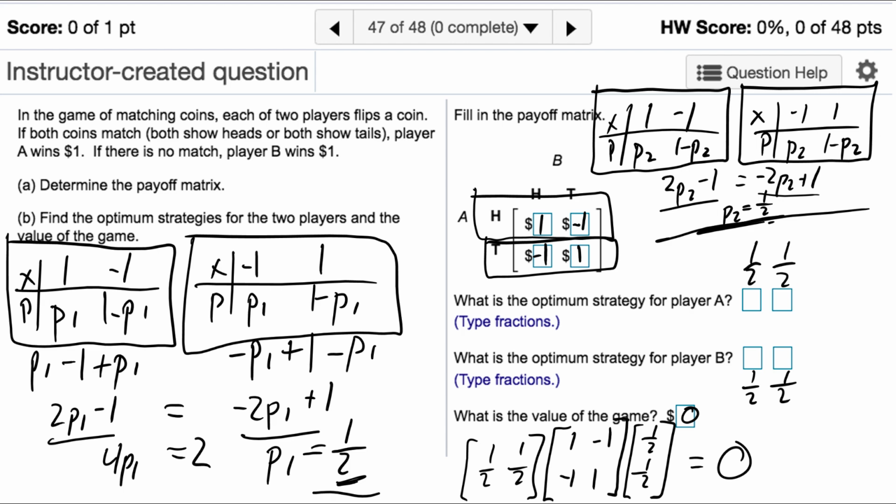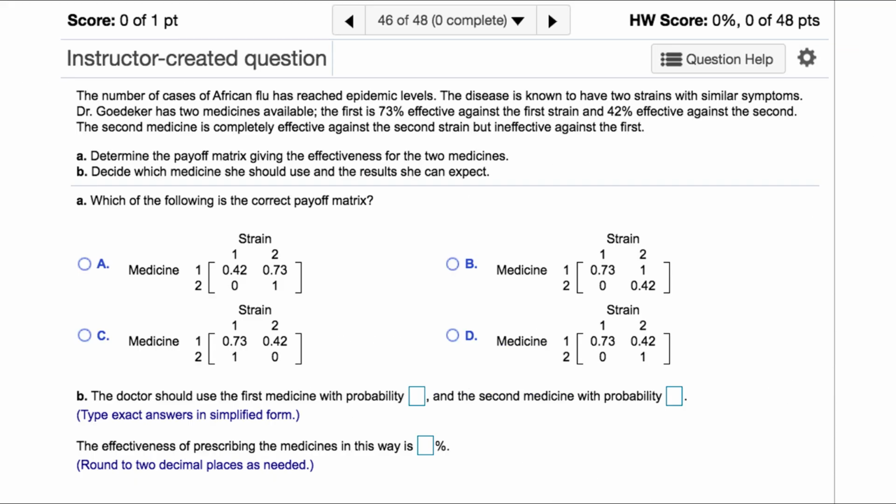All right, the last one we'll look at is another one. This is the one that I've gotten the most questions on. So the number of cases of African flu has reached epidemic levels. The disease is known to have 2 strains with similar symptoms. Dr. Godecker has 2 medicines available. The first is 73% effective against the first strain, 42% effective against the second strain.